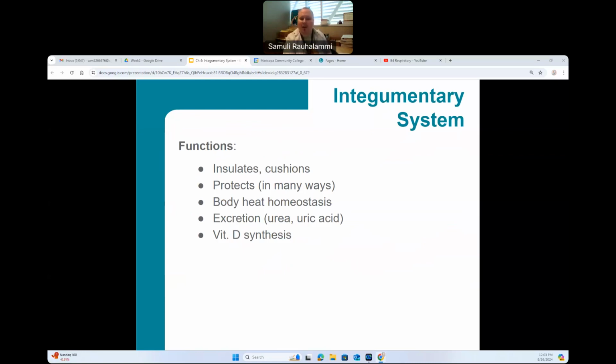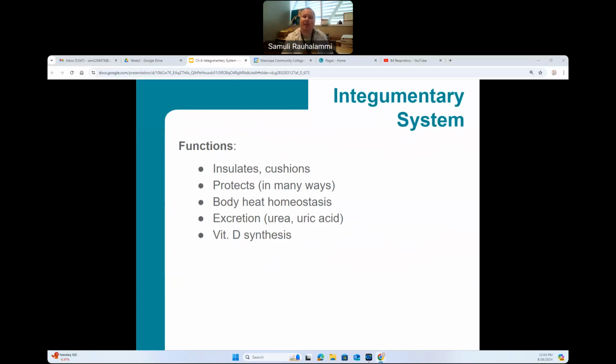When we think about other functions, one really striking one, based on what we've discussed so far in this course, has to do with the homeostasis of regulating body temperature. Whether we need to maintain the body temperature, lose some heat, or preserve heat in the body, that's where the integumentary system steps in significantly.